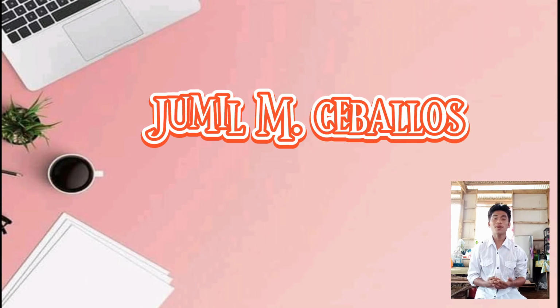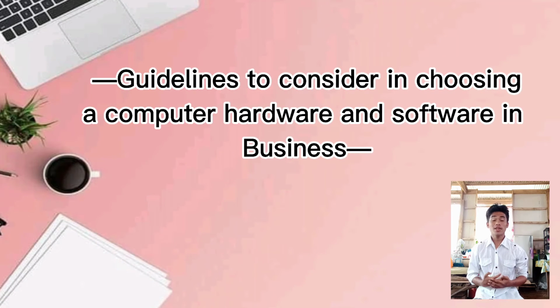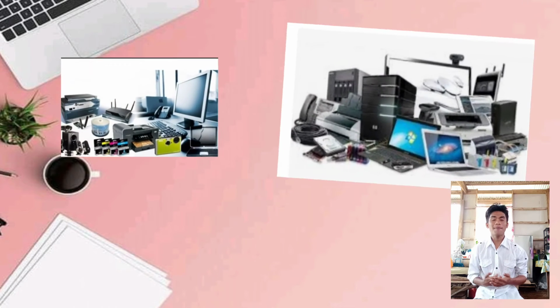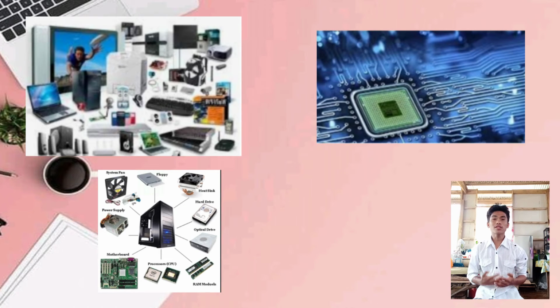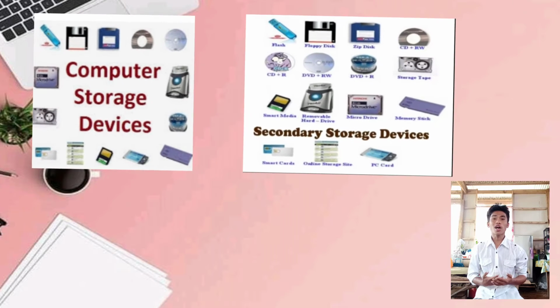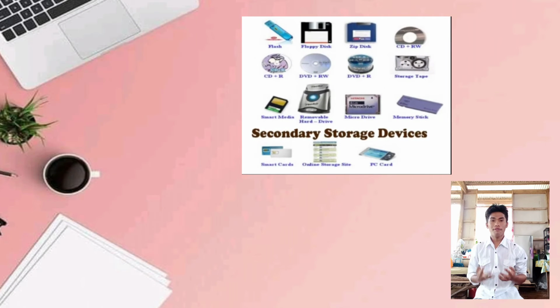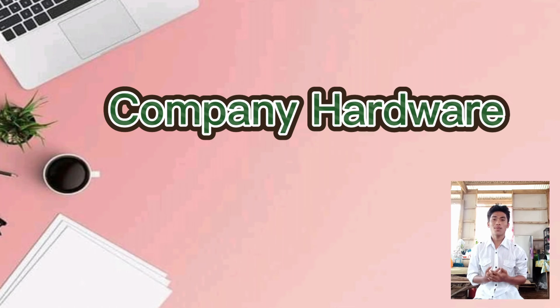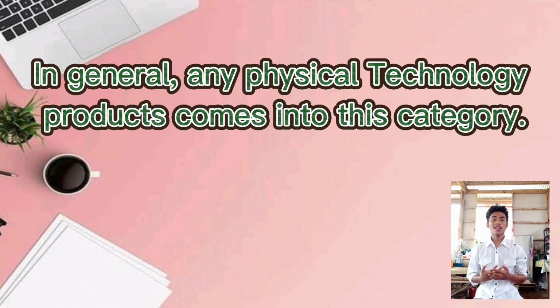Sibalias, and in today's video, we're going to talk about the guidelines to consider in choosing computer hardware and software in business. So, desktop and laptop computers, servers, printers, portable storage devices, video cards, and telephone systems are all examples of small company hardware. In general, any physical technology product comes into this category.